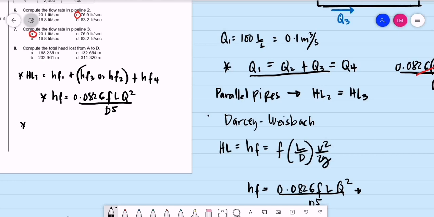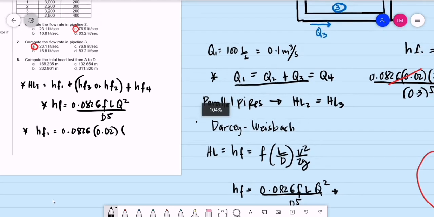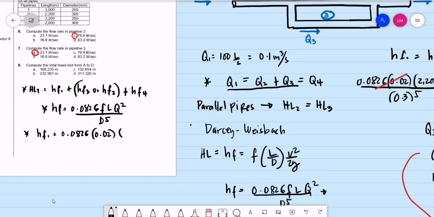So let's have head loss 1. Head loss 1 is equal to 0.0826. Friction factor for all pipes is 0.02. What is the length of pipeline number 1? So pipeline number 1 is 3,000 meters in length. The discharge is 100 liters per second or 0.1 cubic meter per second. Squared, this is divided by the diameter. Diameter per pipeline number 1 is 200 millimeters or 0.2 raised to 5.